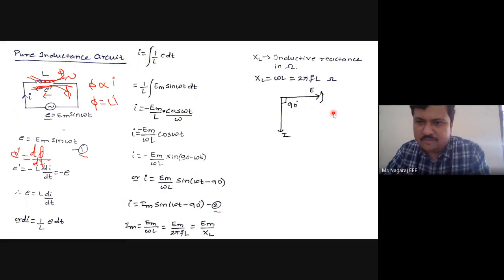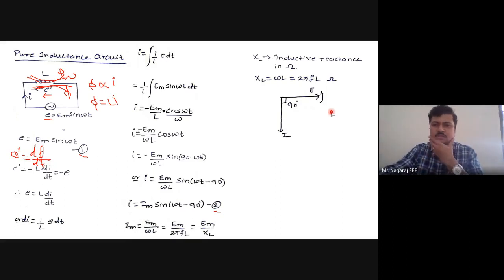And I already told you the vectors rotate in the anti-clockwise direction. Hence, the voltage vector comes first, and the current vector comes later. So this is the phasor relation of voltage and current in a pure inductive circuit. Remember one thing: in a pure inductive circuit, current lags behind voltage by exactly 90 degrees.